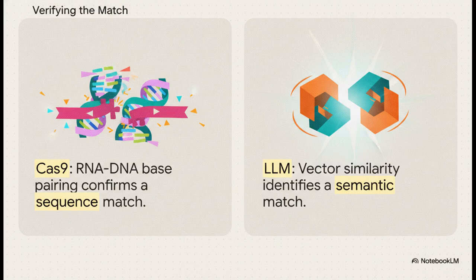And this is where it gets really fascinating. Cas9 uses actual physical chemistry, base pairing, to feel its way along and confirm a sequence match. An LLM uses pure math. It checks for vector similarity to find the closest semantic match in its vast conceptual space. You see the parallel? One is chemical, the other is mathematical, but the logic, find the best fit, is identical.